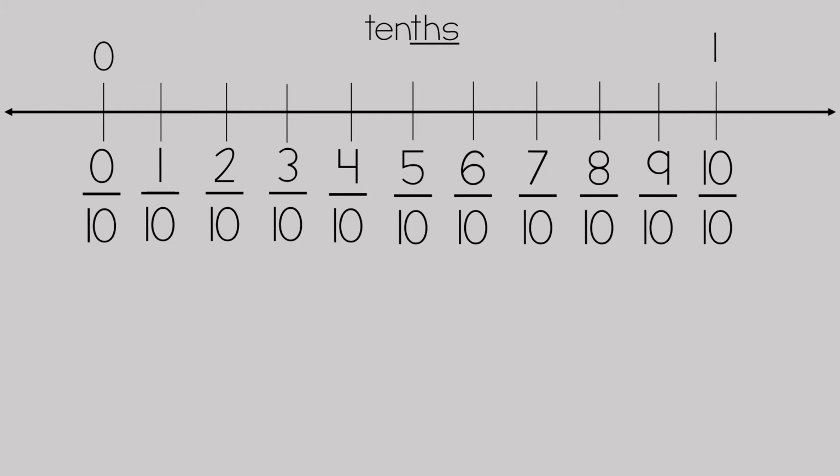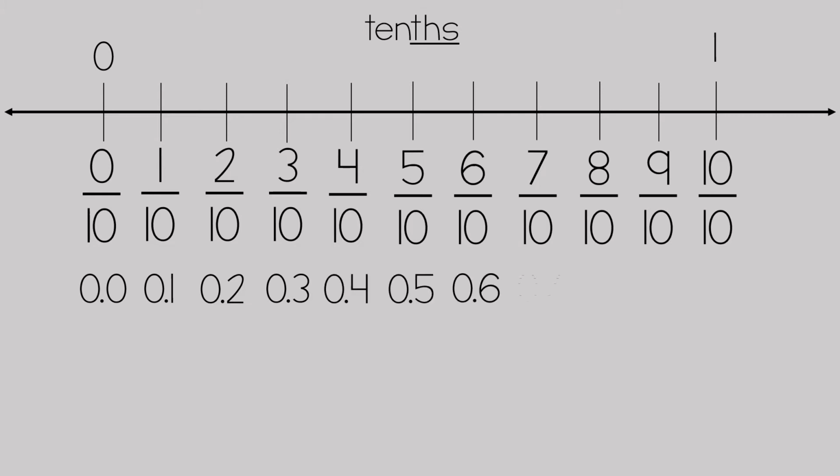Let's look at the decimal form of tenths. If I have 0 tenths, that represented as a decimal would look like this. 1 tenth as a decimal looks like this. 2 tenths, 3 tenths, 4 tenths, 5 tenths, 6 tenths, 7 tenths, 8 tenths, 9 tenths, and 10 tenths equals 1 whole, so it is represented as the whole number 1.